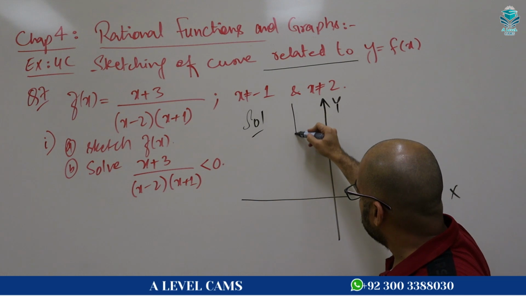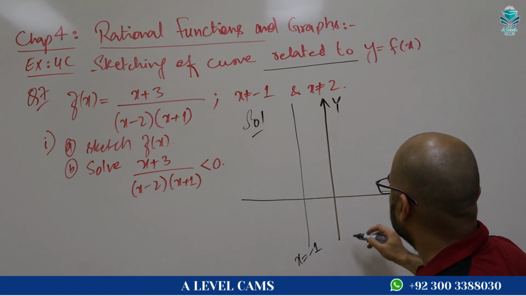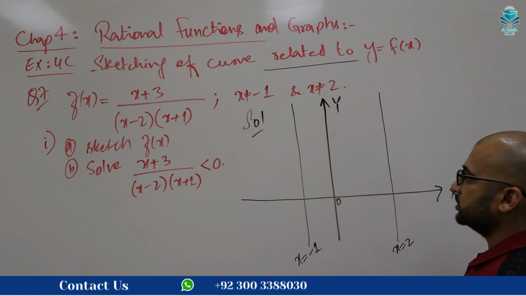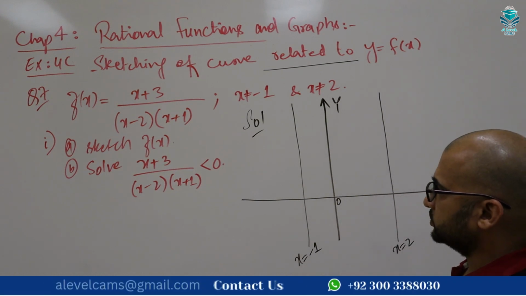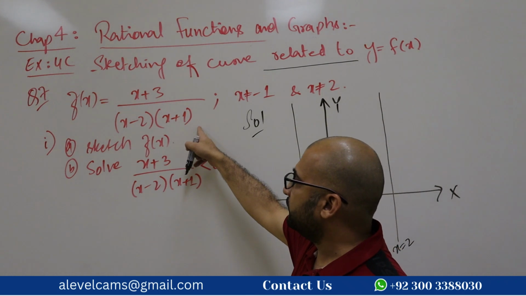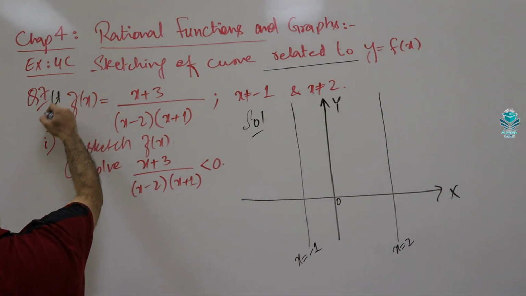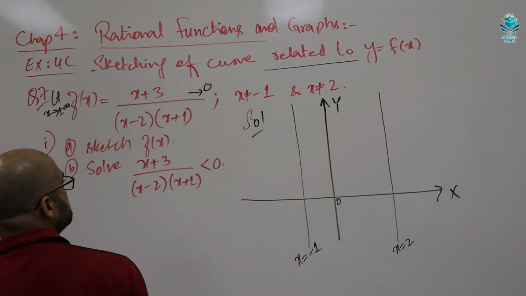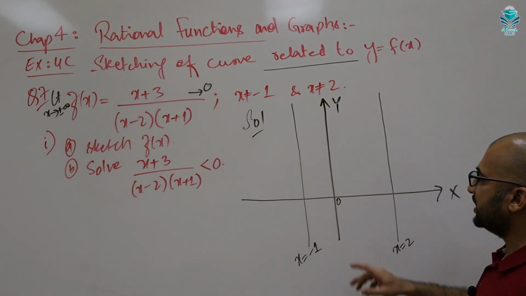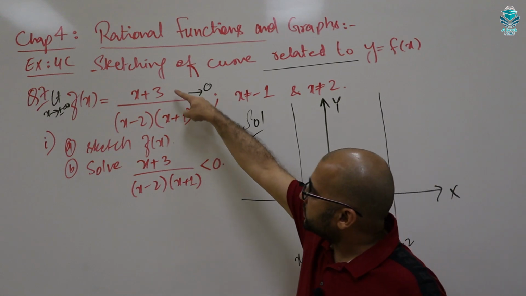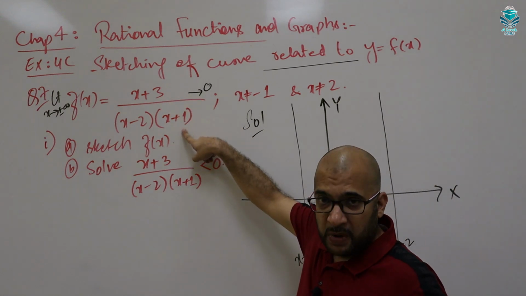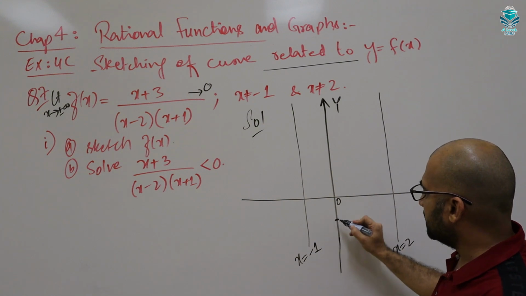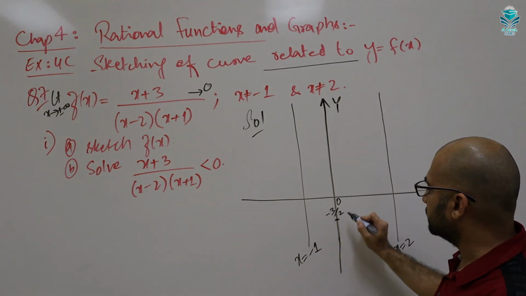at x equal to -1 and x equal to 2, these are the two vertical asymptotes. When you take the limit as x goes to plus or minus infinity, it will go to 0. So students, at x equal to 0 the value of the function will be 3 by -2, which is below the x-axis, that is -3 by 2.